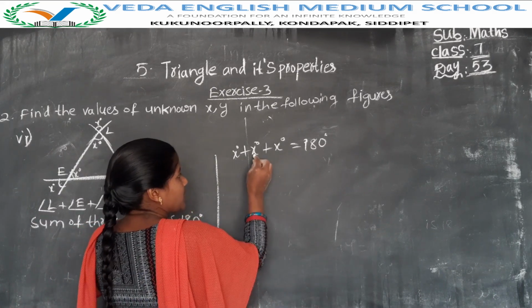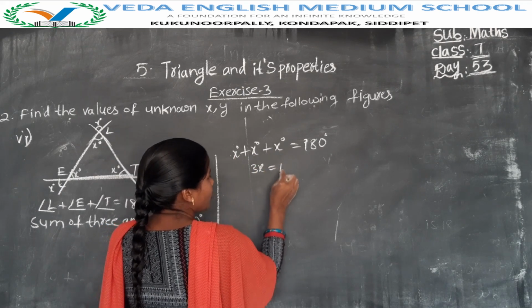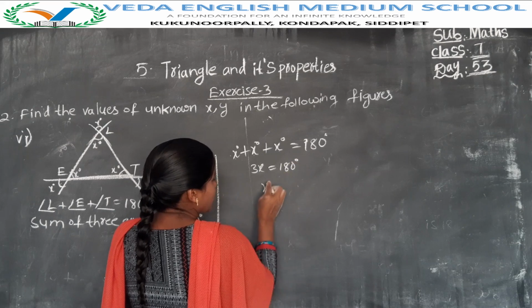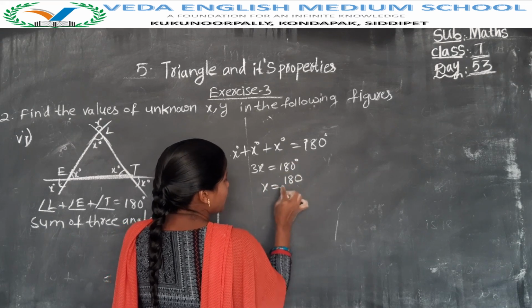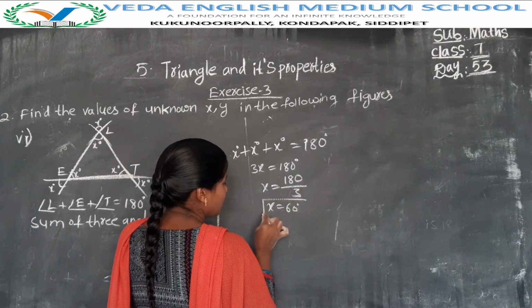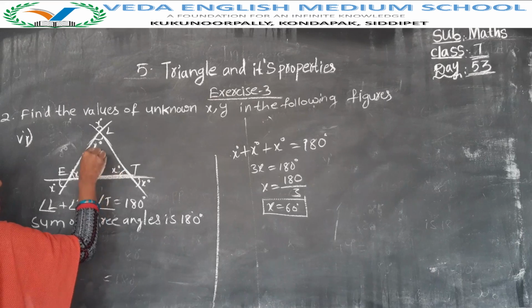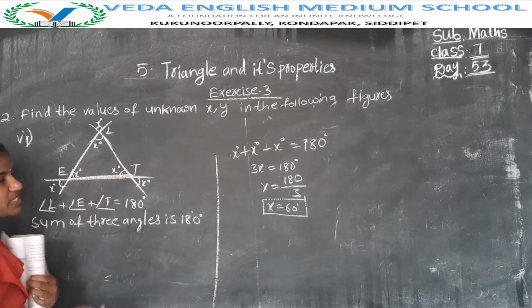So x plus x plus x, it is 1x plus 1x plus 1x. 3x is equal to 180 degrees. X is equal to 180 by 3. X is equal to 60 degrees. If 1 is x, then remaining 3 also x. The value of x is 60, 60, 60. 60 plus 60, 120. 120 plus 60 is 180.